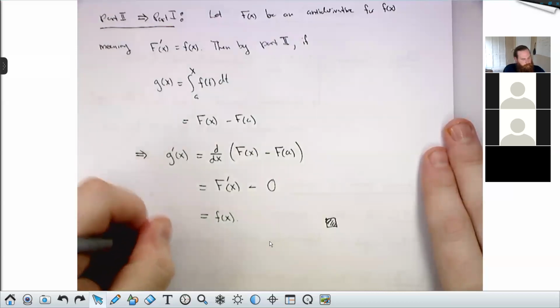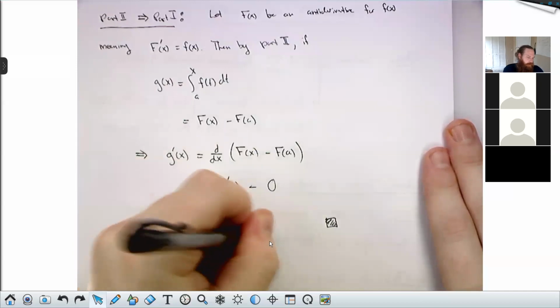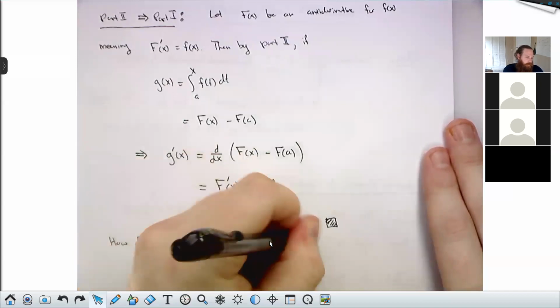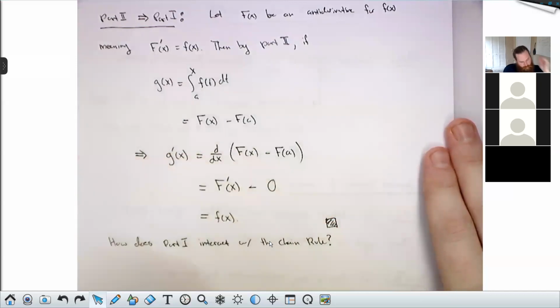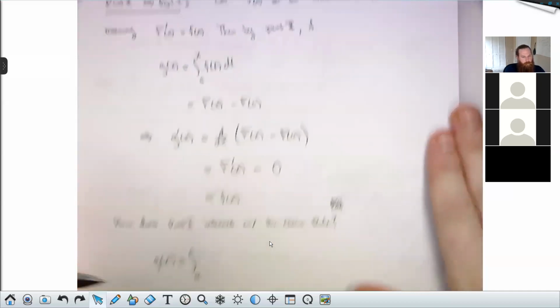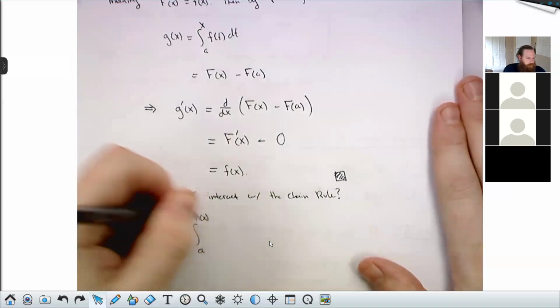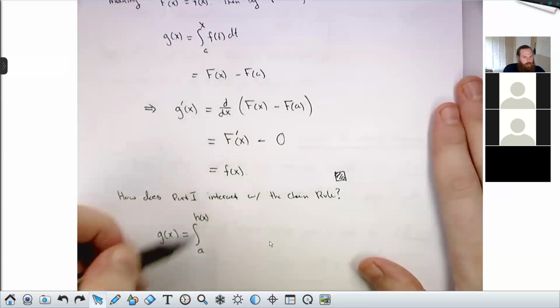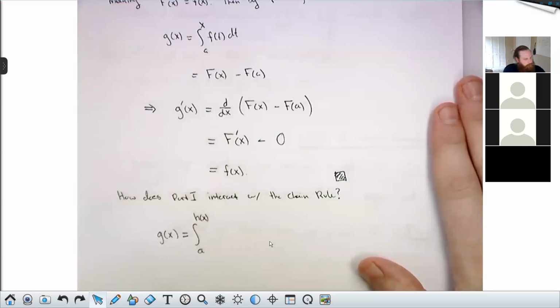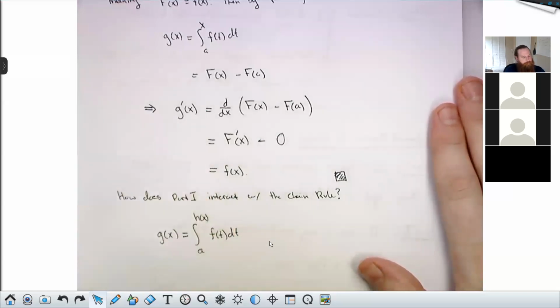How does part 1 interact with the chain rule? Suppose g of x is defined to be the integral from some constant up to some other function. Maybe I'll call it h of x. So maybe this is x squared or e to the x or 2x minus 5x or something like that, of little f of t dt.